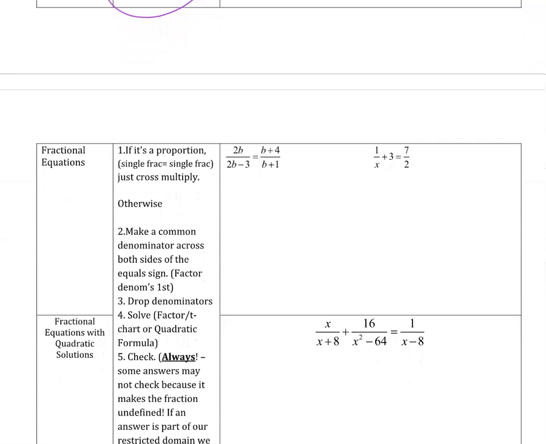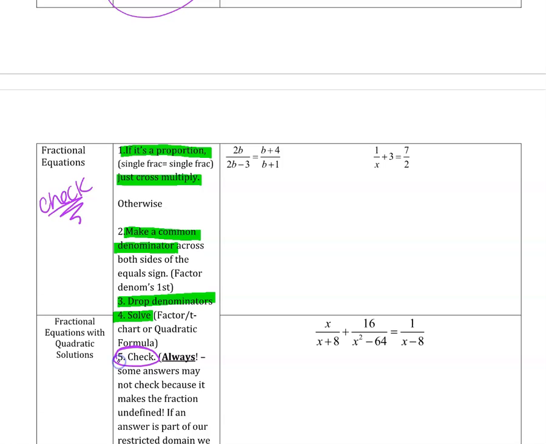Fractional equations. If it's a proportion, we will just cross multiply. Otherwise, we will make a common denominator across both sides of the equal sign, drop the denominators, and then solve. Okay, now you got to make sure when you're solving these that we check our answers because we don't want anything to go undefined. So that's what this is coming from. It's step 5, so just be aware.